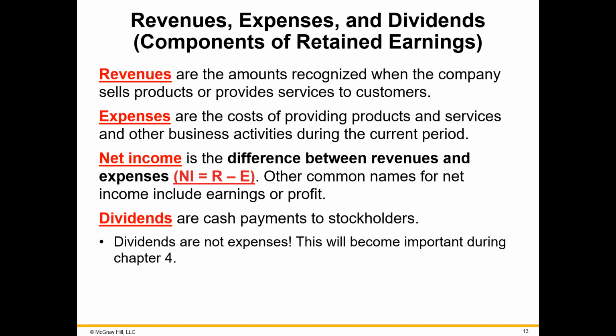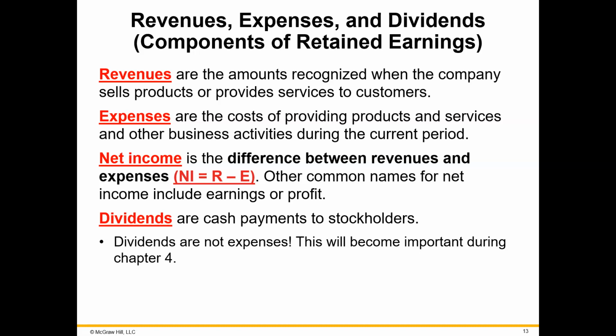Expenses are simply the costs of providing products and services and other business activities during the period. So this is going to be things like your utility bill. This is going to be things like rent. These are also going to be things that include cost, what we call cost of goods sold. How much did it cost you to sell that particular good, or the cost of services provided? How much did it cost you to paint that house? The paint cost you something. The materials cost you something. Your labor cost you something. Those are all part of expenses. Next, you have net income, and net income is simply the difference between revenues and expenses. We have a simple equation right here.